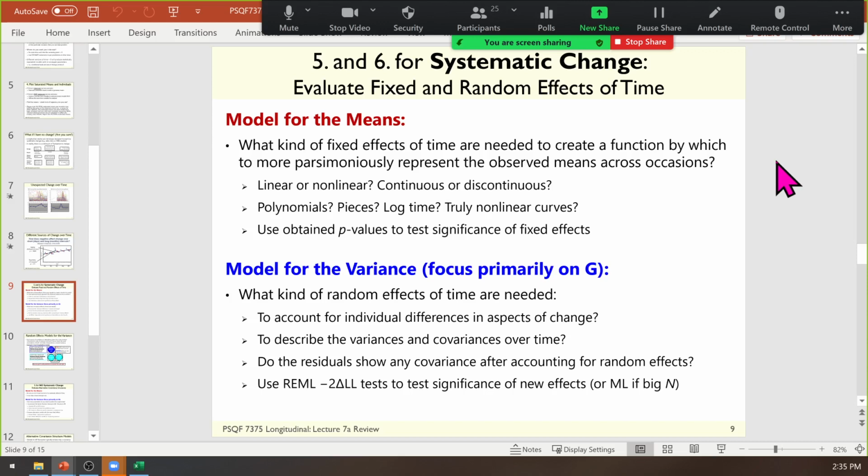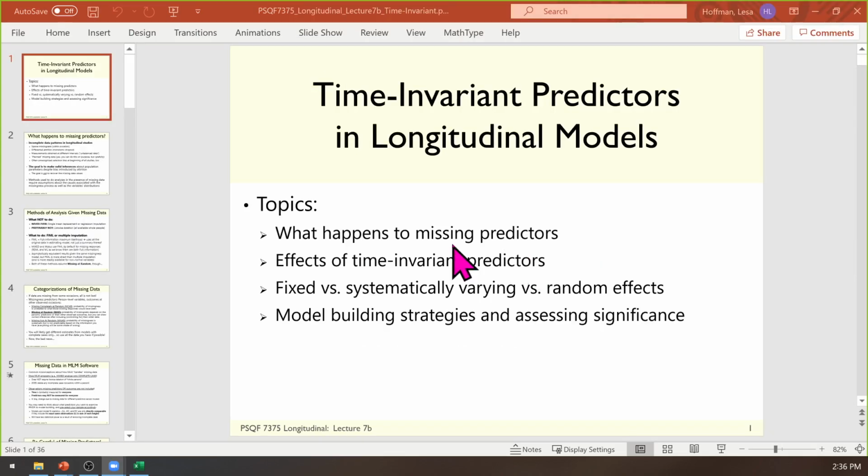I have some bummer news about time varying predictors that I have to address first, and it's with respect to missing data. So I'm switching to lecture 7B here. We're going to start talking about time varying predictors.